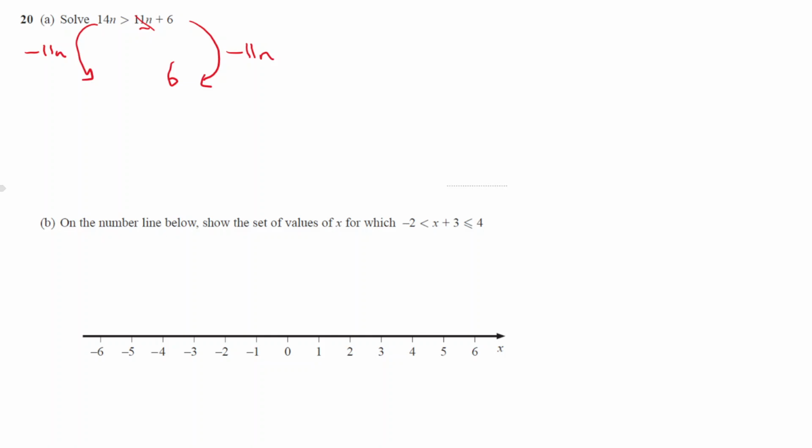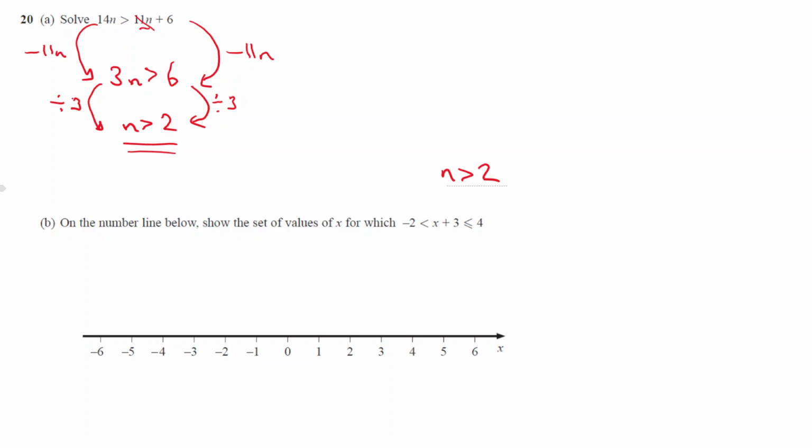So 14n subtract 11n leaves us with 3n. 3n is greater than 6. The inverse of multiplying by 3 is to divide by 3. So we divide both sides of this inequality by 3. And that will give us n is greater than 6 divided by 3, which is 2. So your solution is that n can be anything greater than 2. Make sure we get that on the answer line.